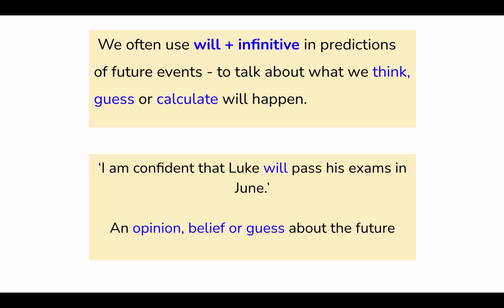So, we also use the structure will plus infinitive to make a prediction about the future. However, we often use will plus infinitive, not going to, in predictions of future events, to talk about what we think, guess, or calculate will happen. Look at this example. I am confident that Luke will pass his exams in June. It is an opinion, belief, or guess about the future. That's why we use will form in the sentence.